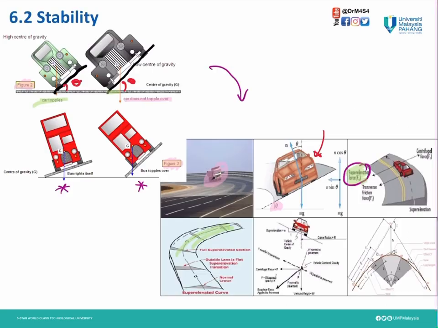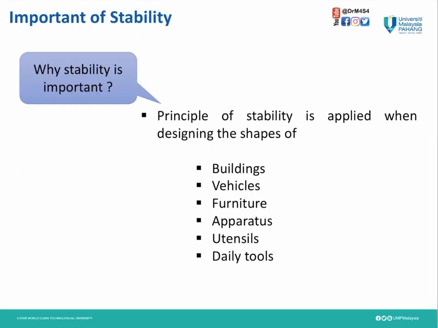Besides this situation, stability is important for designing any shape. For example, for us as civil engineers, certainly for buildings, and for mechanical engineers related to their vehicles, and also furniture, any apparatus, utensils, and our daily tools, we need to apply stability.